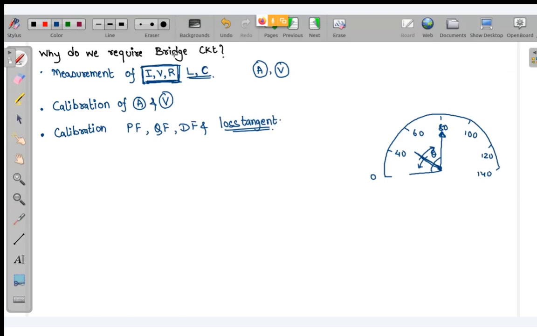Not the same bridge circuit which we use for measurement of current, voltage and resistance. There are a few changes that we need to do in the basic bridge circuit. After that, we are going to see that we are able to measure power factor, quality factor. Okay. So any doubt in this? Why do we require bridge circuit? Is it clear? Any doubt?